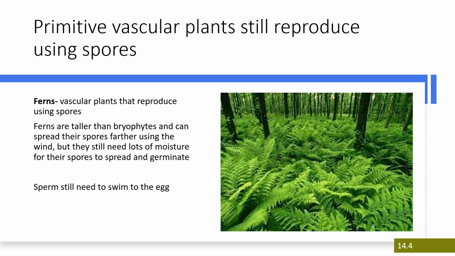Vascular plants have many different strategies for reproducing. Some of the more primitive vascular plants, like ferns, have systems similar to bryophytes that still rely on water. Like bryophytes, the sperm still need to swim through water to reach the egg and form spores. This is why you usually only see ferns living in moist areas. But unlike bryophytes, they can get a little taller because they have this vascular system. And this means they can also use wind to spread their spores.